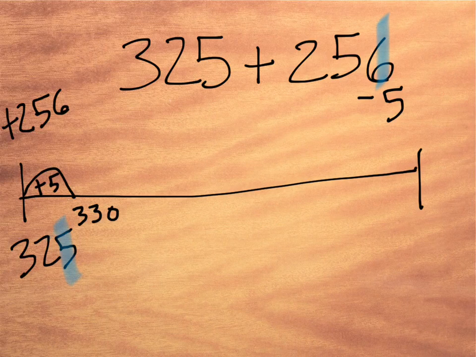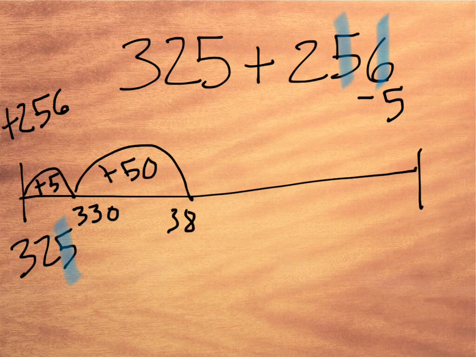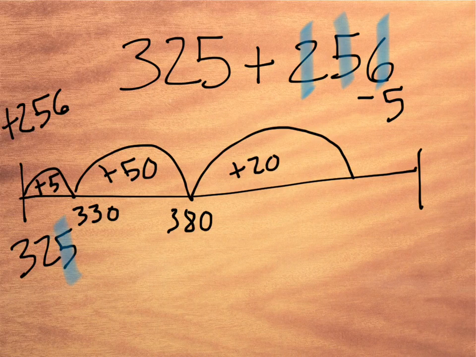Next, move on to my tens place, 5 tens, which is 50. So 330 plus 50 gives me 380. And then I have my hundreds place. 380 plus 200 gives me 580.